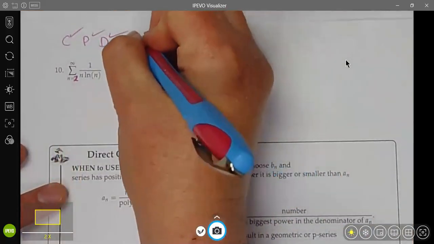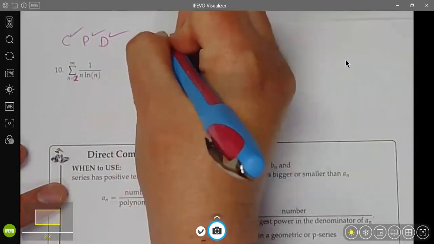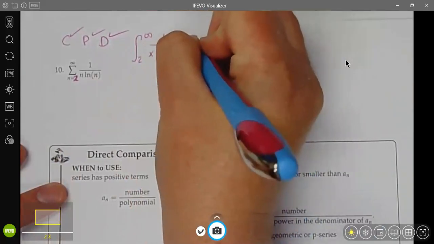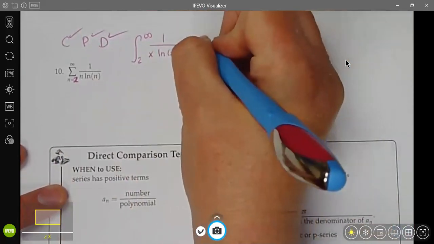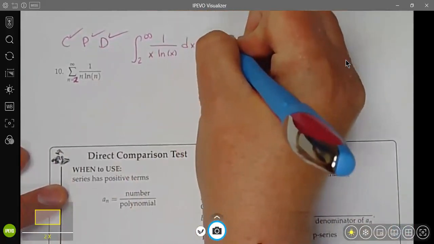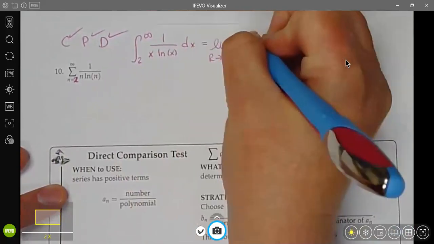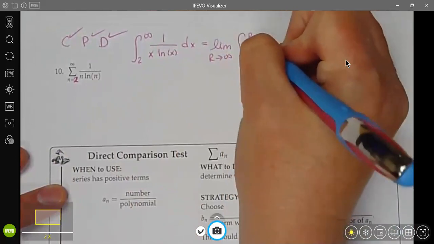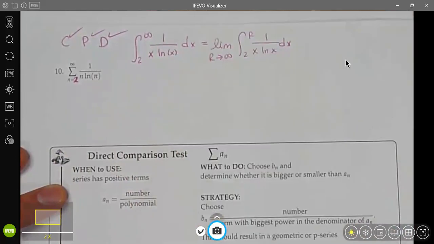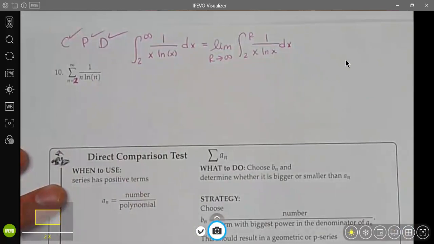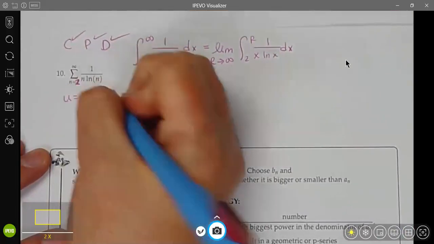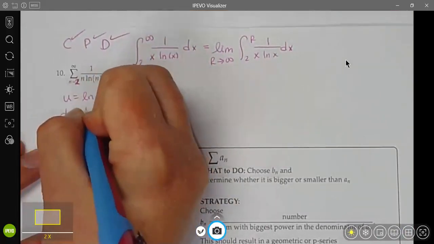So I have the integral from 2 to infinity of 1 over x ln of x dx, which is going to be equal to the limit as r goes to infinity of the integral from 2 to r of 1 over x ln of x dx. And now I need to find the antiderivative. So this is going to be a u sub. So I'm going to let u be ln of x, which means du is 1 over x dx.